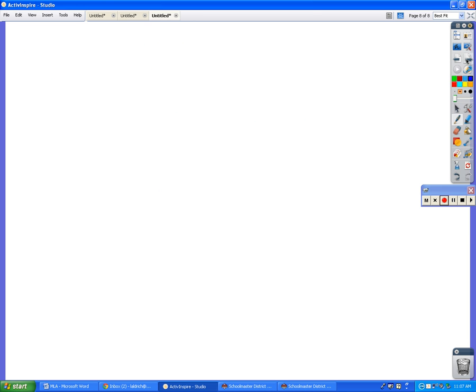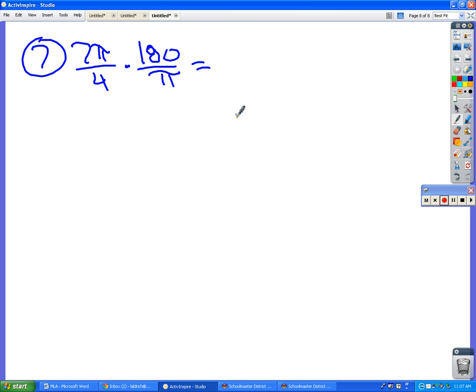All right, next ones we're going the other way around. So now we're taking radians and changing them into degrees. So I have to multiply by 180 over pi. Yay, the pi's cancel. Yay. The pi's cancel.